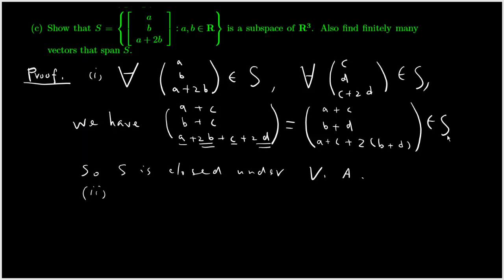The second condition is that we want to show S is closed under scalar multiplication. You have to choose an arbitrary number. Now let's use k for the arbitrary scalar. We choose an arbitrary scalar, and we choose an arbitrary vector from S. An arbitrary vector from S has the form: the first two components can be any number, a and b, and the third component is a plus 2b.